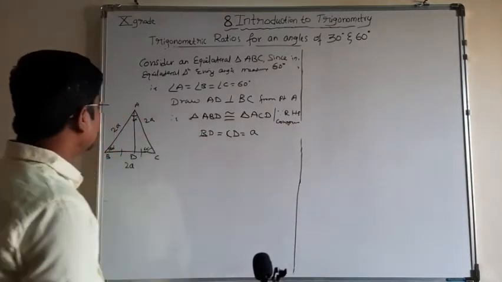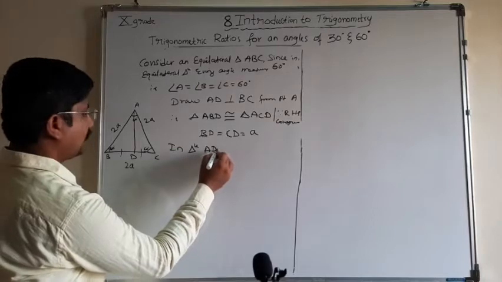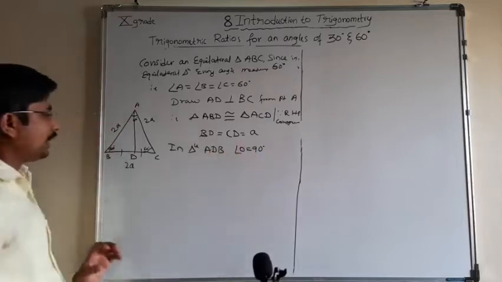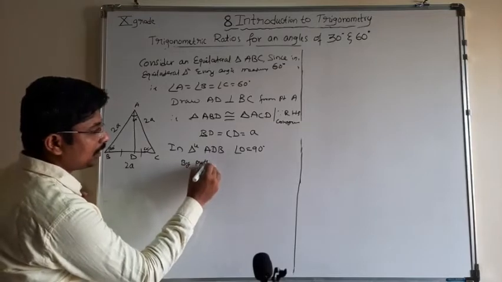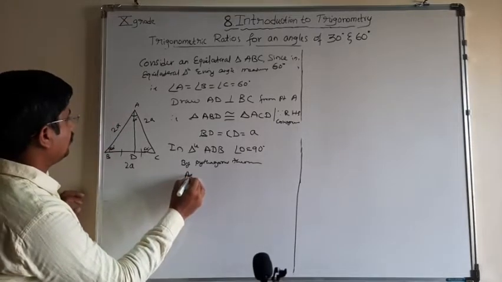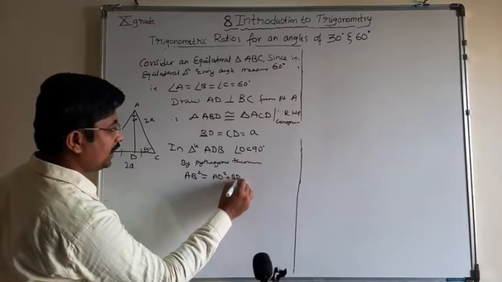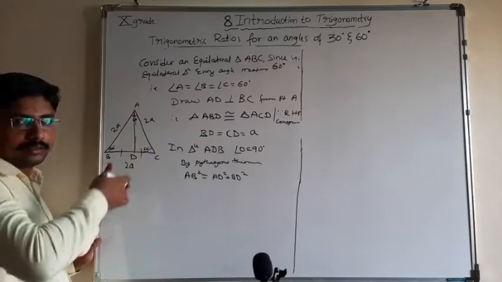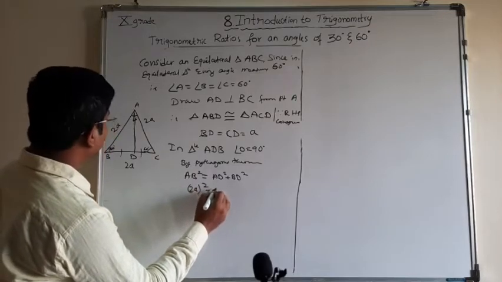Now, in triangle ADB, right angle at D, by Pythagoras theorem, AB square is equal to AD square plus BD square. I consider this because I have to find the side AD here. AB square, that is 2a square, is equal to AD square plus BD square.